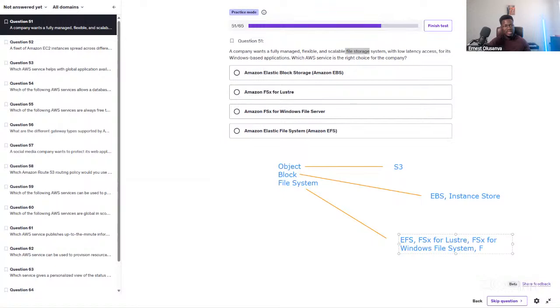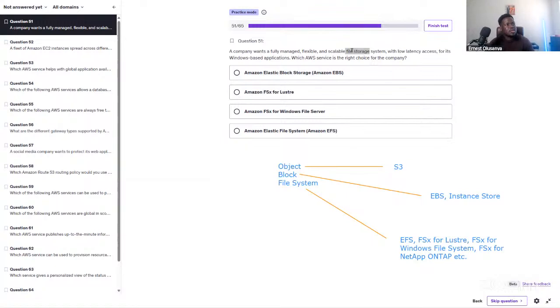We also have FSx for NetApp ONTAP. There's just a lot of them, but, etc. Let me just leave it as etc. But just know that when we talk about file system storage, these are the options we have. When we talk about block storage, this is what we have. And when we talk about object storage, that's what we have. So having said that, let's come back to the options and see if we can be more specific.